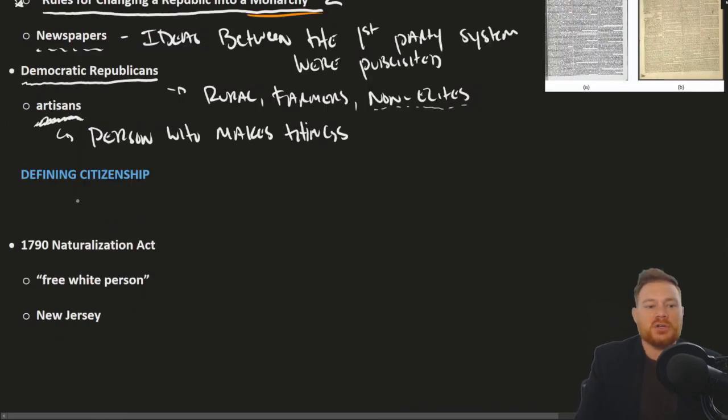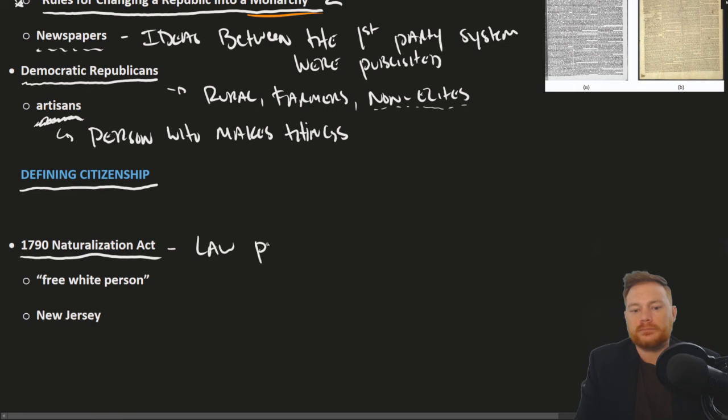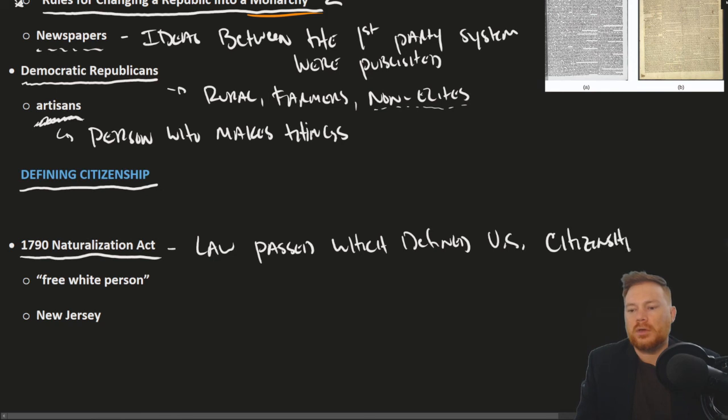One last thing that the first Congress did, important in shaping the early United States, was how the United States defined citizenship. We mentioned this previously in a past chapter, but the 1790 Naturalization Act was a law passed which defined U.S. citizenship. And in that language was free white persons. And that was essentially defining the United States as a white republic. And this would very much be the case all the way up until some of the abolitionists begin to challenge this notion of what it means to be an American citizen. We'll talk a little bit more about that.